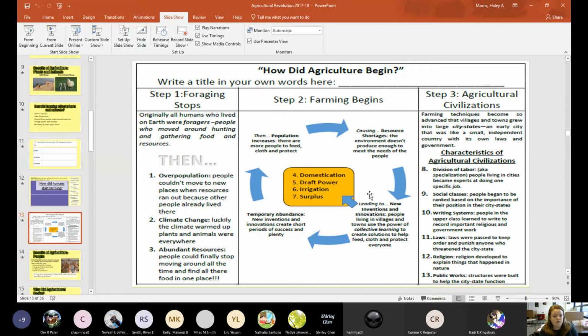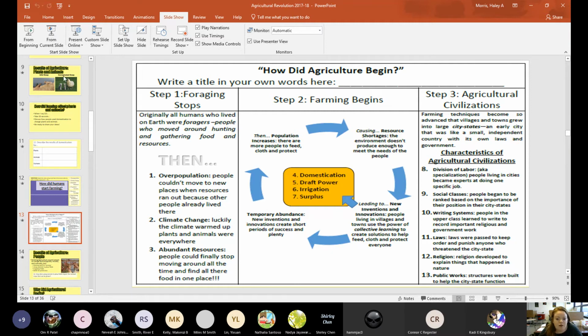This has a bunch of the terms for that little vocab section at the end. So this is kind of like a cycle of showing you how farming and population changes and how it begins, and we're going to go through this. So step 1 is that foraging stops. Originally, humans who lived on Earth were foragers, people who moved around and hunted and gathered food and resources.